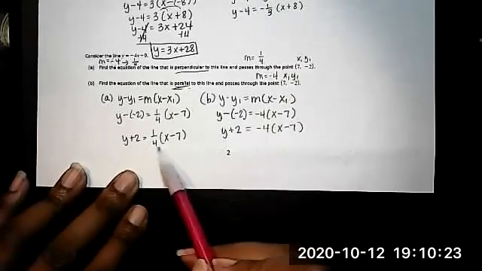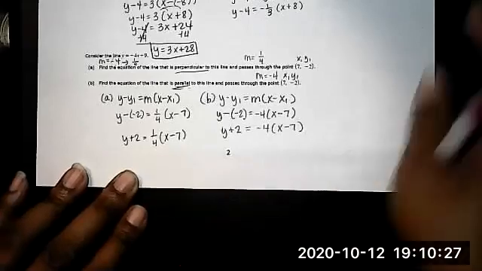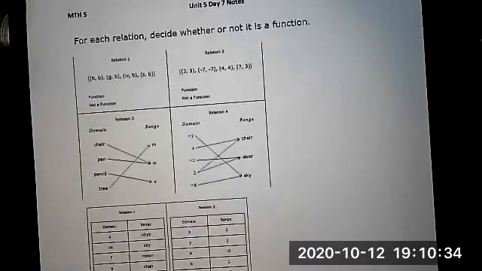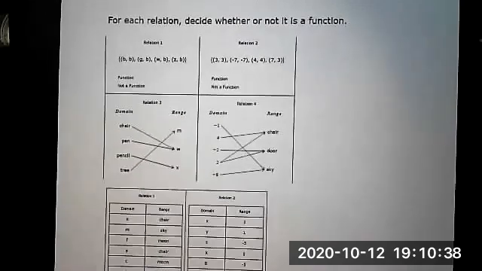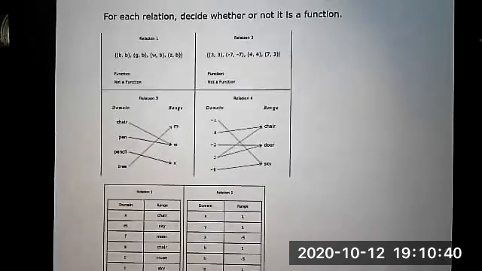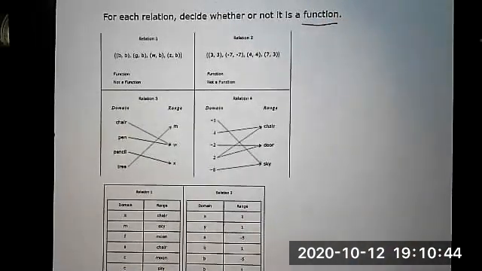This is perpendicular, the opposite and the reciprocal slope. Okay, here you go. All right, so now next we're moving on to functions. It says for each relation, decide whether it's a function or not. So when it's a function, the x value does not repeat. For a function, the x value does not repeat.